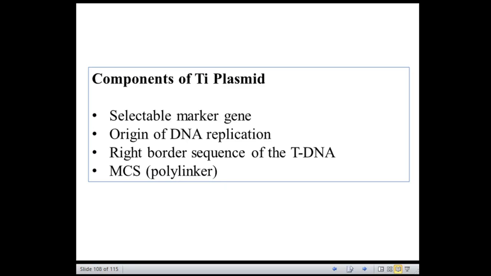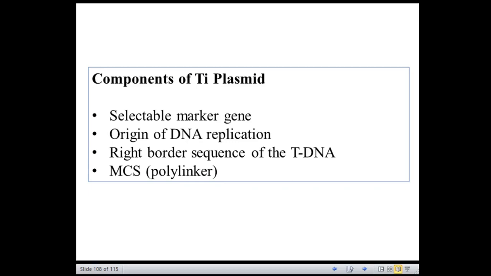Third one is the right border sequence of the T-DNA region. This region is absolutely required for T-DNA integration into plant cell DNA. Although most cloning vectors include both a right and a left border sequence. And the fourth one is a polylinker, that is MCS, a multiple cloning site, to facilitate insertion of the cloned gene into the region between the T-DNA border sequences.